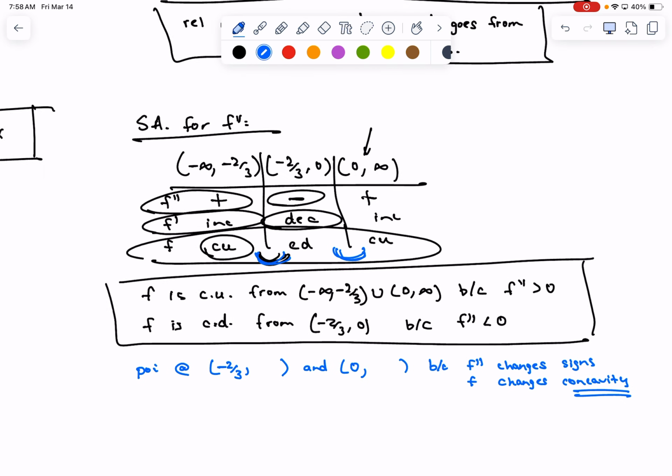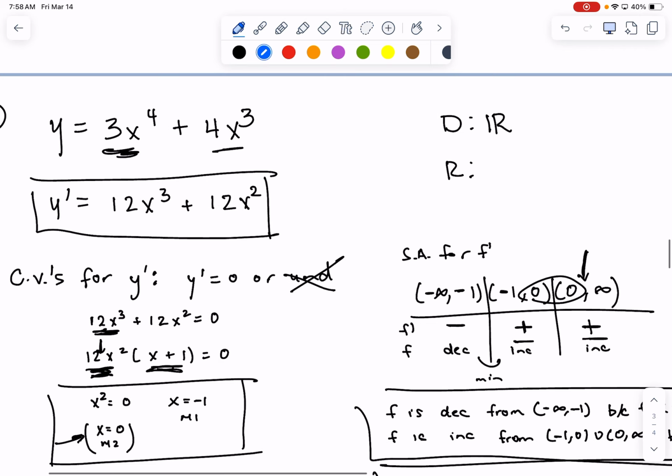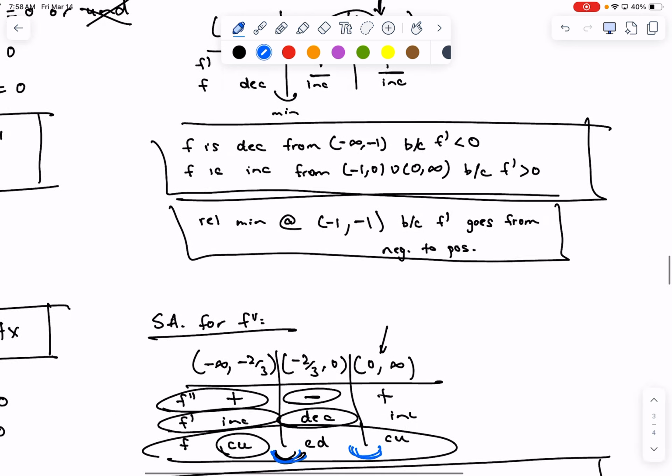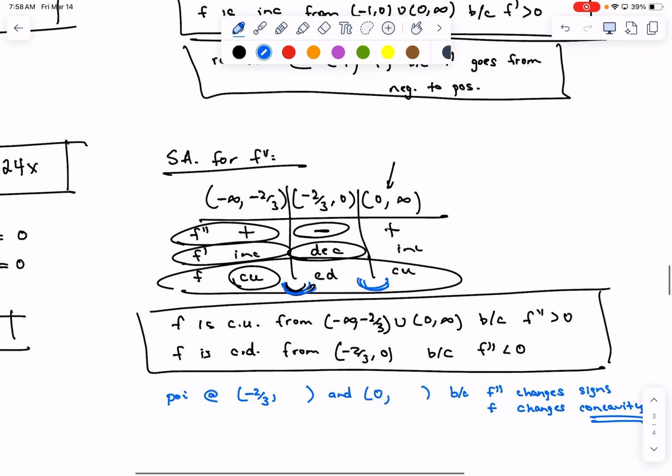So negative 2/3, what do you get when you plug it in? Might as well figure it out for you guys. It's got to go to the original. It's going to kind of suck. 0 will be easy. 0, 0, right?